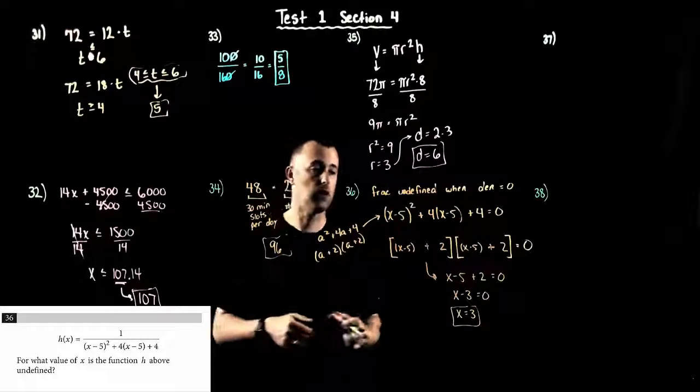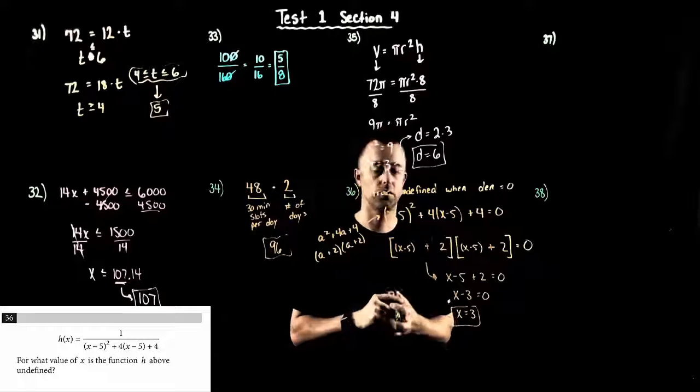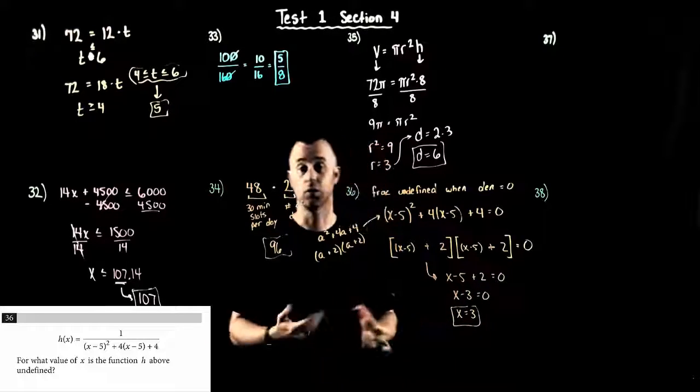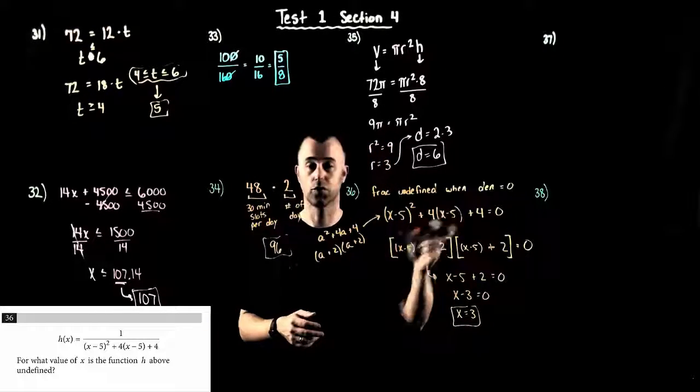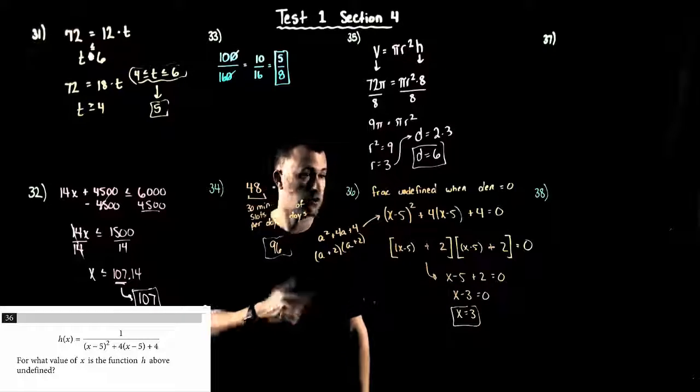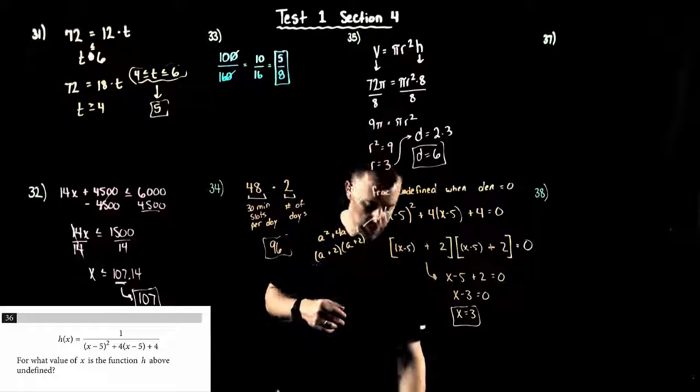So again, this can be solved by multiplying everything out and then factoring. You're going to get the same answer, just going to take you a lot longer to get there. So this is a great little shortcut if you can see it. So that's going to be number 36.